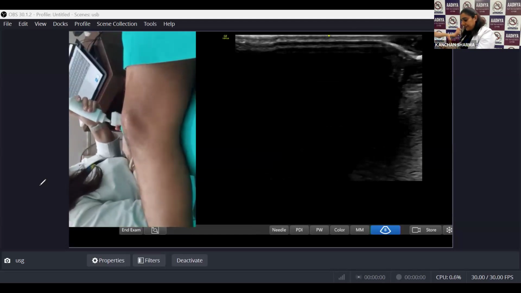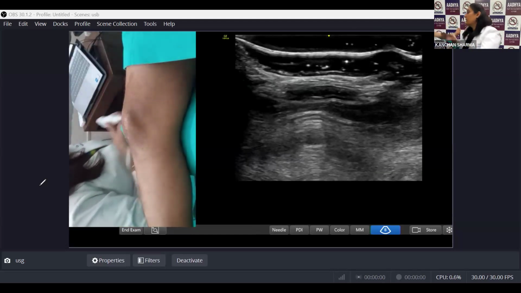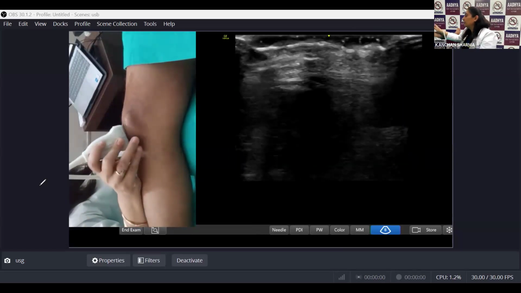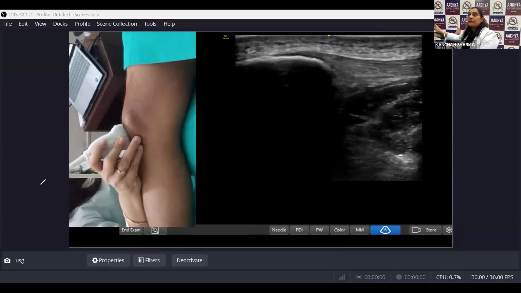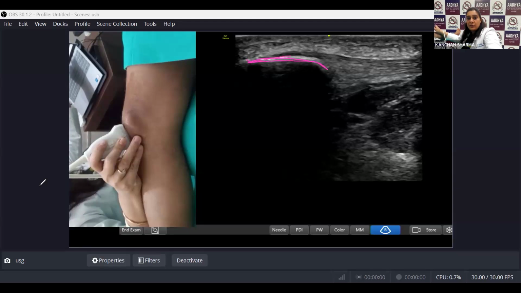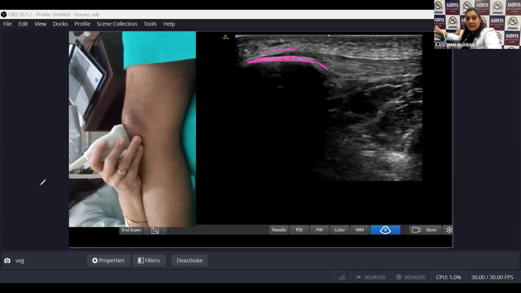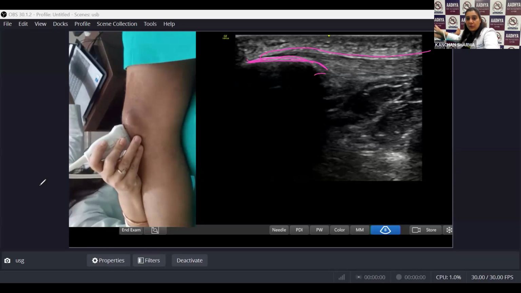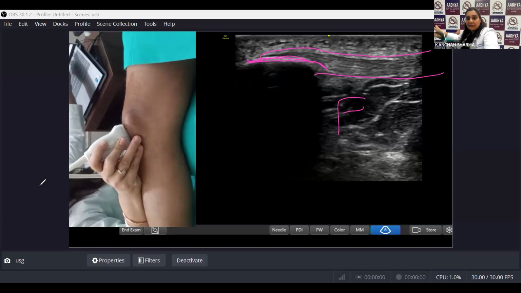Okay, let me have some jelly. Right? So what are we seeing? Now, this is the apex of the patella, which you are seeing. And that is the patellar tendon, which is going. This is the fat pad.